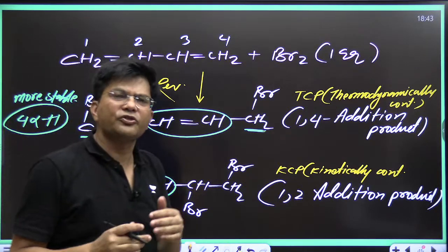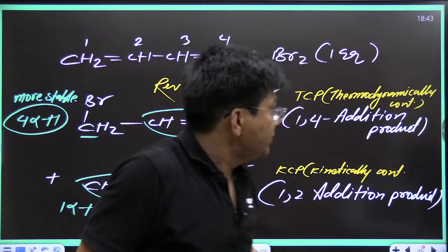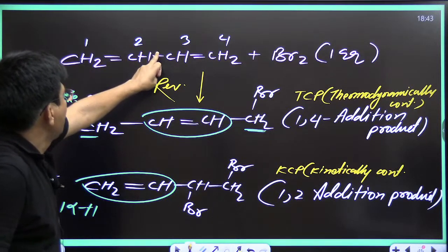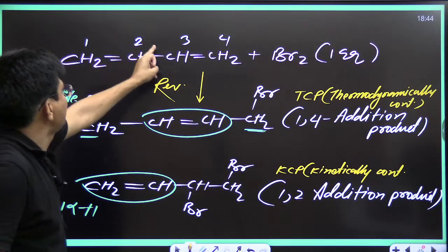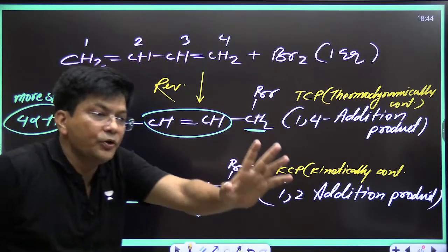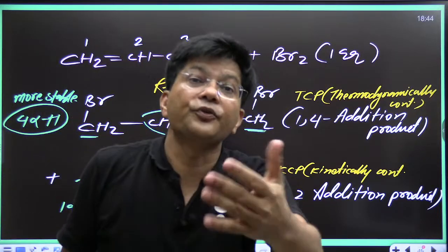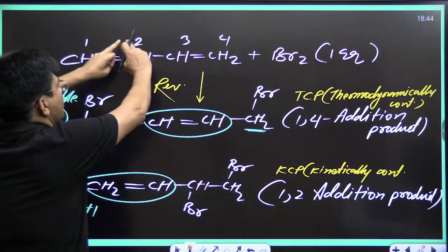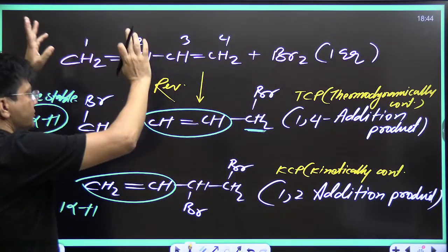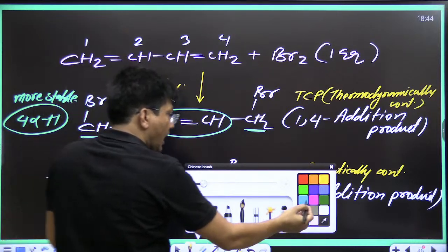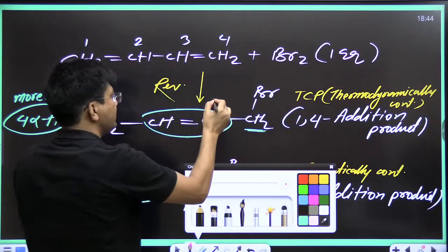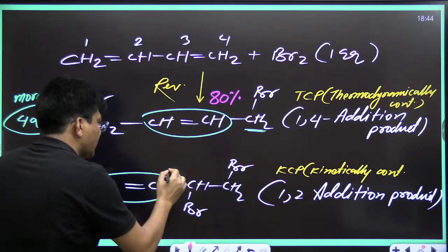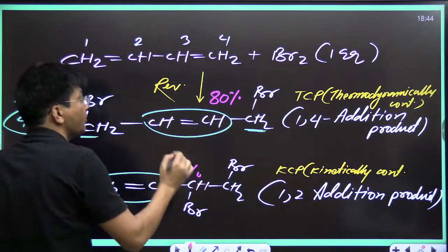dear students, you must be thinking how this product has been formed, and how the double bond has shifted in between 2 and 3. How many of you are thinking like that, and how many of you want the answer to this question? And let me tell you, the amount of this product is 80%, and the amount of this product is just 20%.